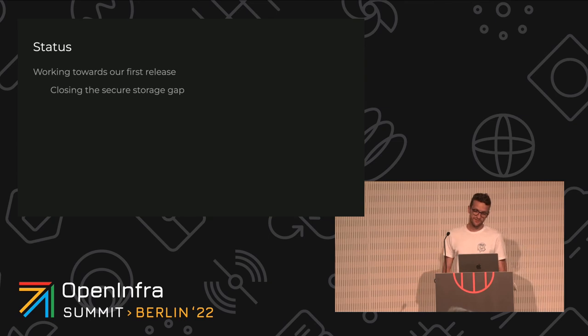So what's the status of the project? We're working towards our first release. We have one gap that we're closing. We actually have a meeting tomorrow where we're going to see this gap being closed through a demo from the folks that are closing it, which is basically secure storage. How do you inject a volume? How do you inject Kubernetes secrets into confidential containers? This is something that we're closing. So once we have that in place, we are hoping that we can do our first release.